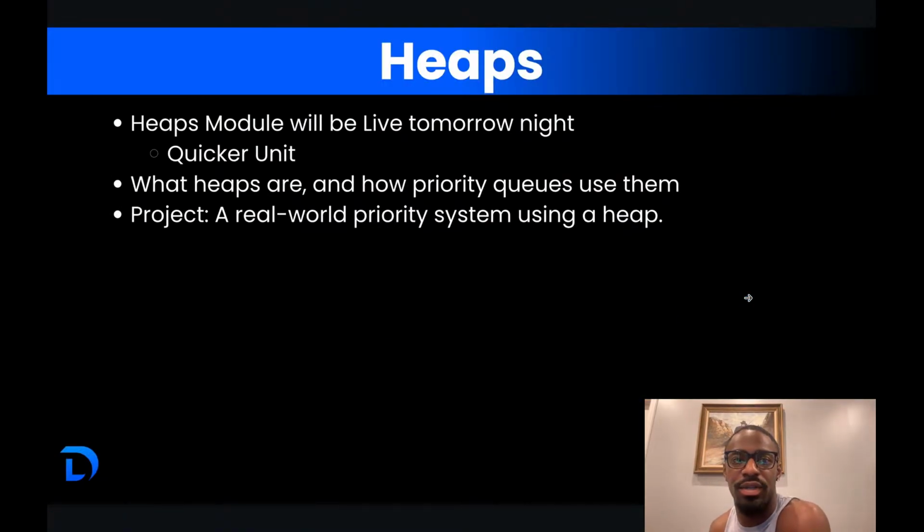Just about the Heaps unit tomorrow. We will be releasing it, so tomorrow night, look out for that. Heaps is a pretty quick unit, just in general. Looking at the previous units we've done, like hash tables, trees, and even linked lists, the Heaps unit will roughly be a bit quicker to complete just because heaps are a derivative of trees. And you guys have some good experience working with trees from the last project.